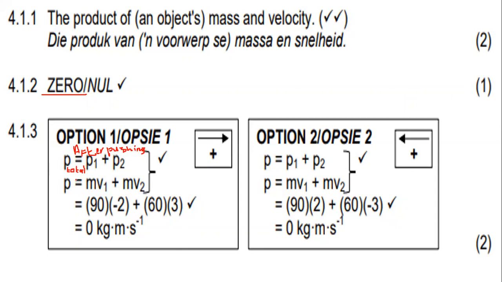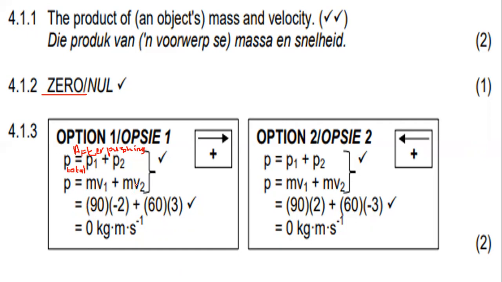Then we know that we have to break down momentum. And we know that momentum is the product of the mass of an object and its velocity. So that will be for skater 1, and the same is going to apply for skater 2. Remember, here we are still dealing with skaters. So skater number 1, which is the skater on the left, has a mass of 90 kilograms.